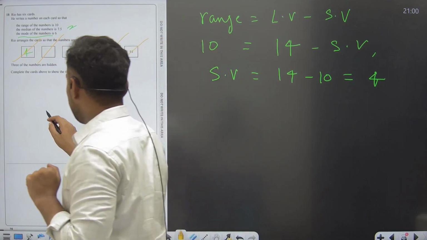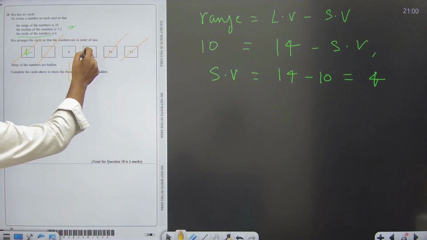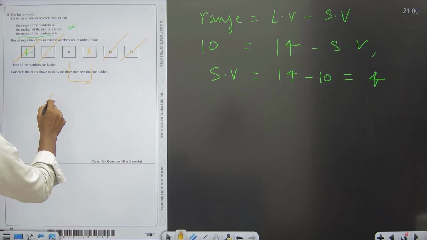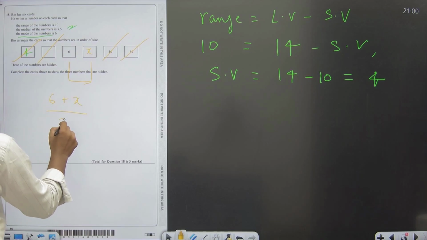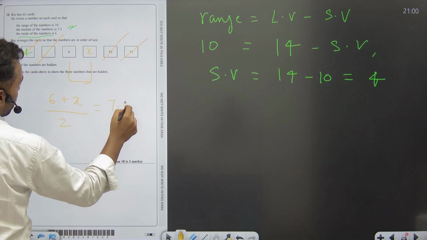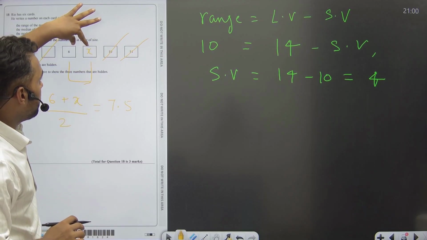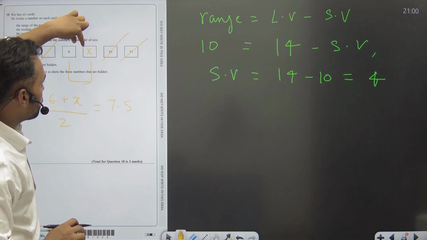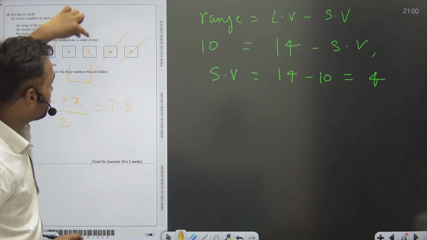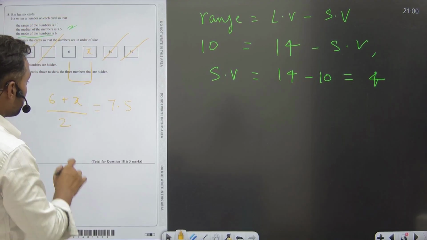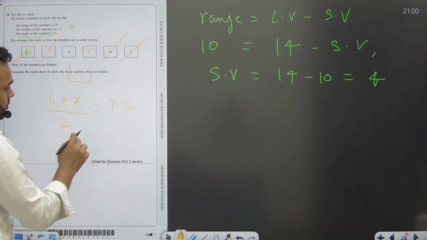Okay, so let's suppose this number is x. So (6 + x)/2 will be equal to 7.5, because here the median will lie, so it will be the average value of these two numbers. So (6 + x)/2 equals 7.5.